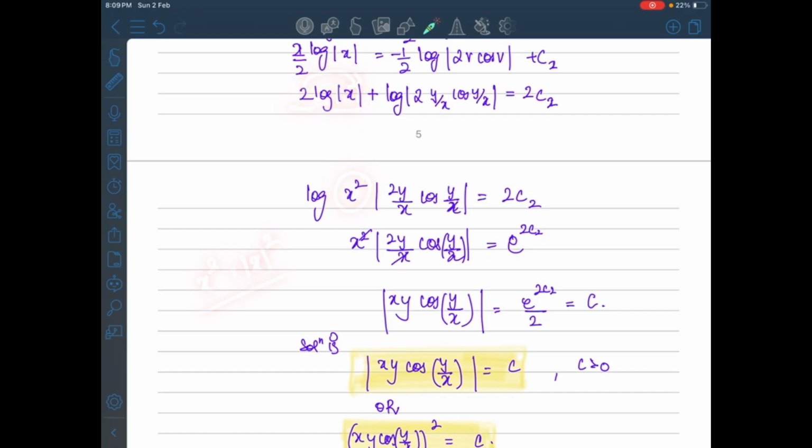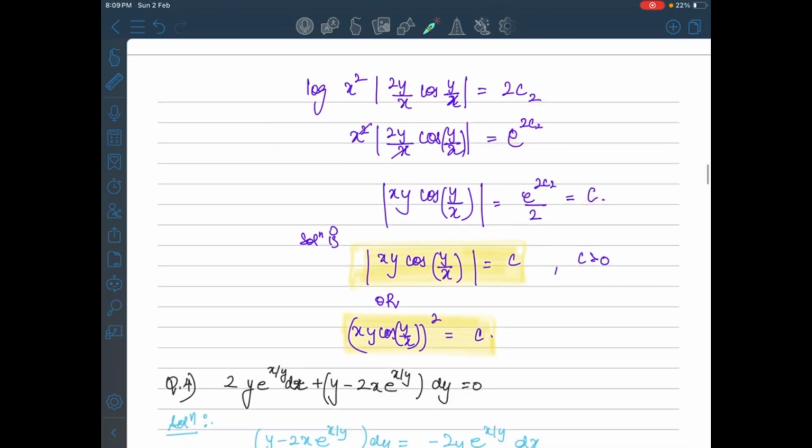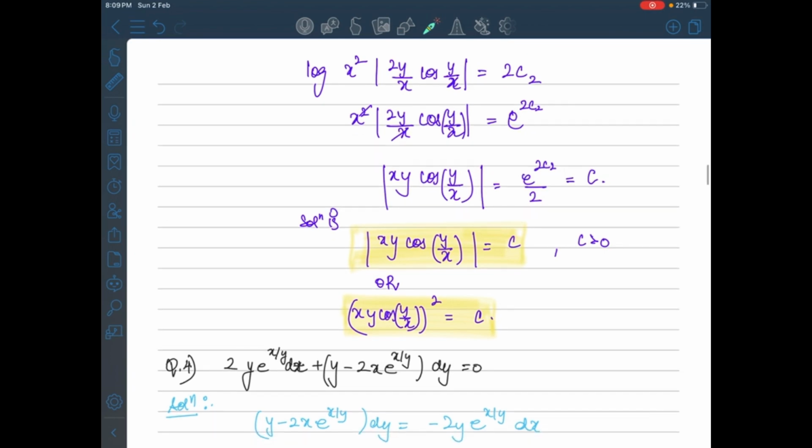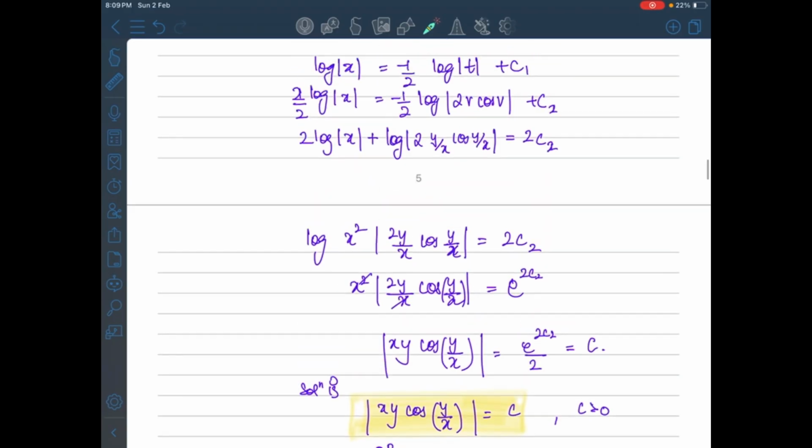Okay, so log a plus log b is log ab. That's what I wrote. Now after that, I'm taking e on both the sides. Now this is again some other variable which I am denoting by c. Okay, now again it is still in mod, didn't get removed. Now what you can do is, I am squaring on both the sides again, as you can see. Either you can leave your answer as it is in mod, or you can just square on both the sides. So this is your final answer. I hope this question is clear.